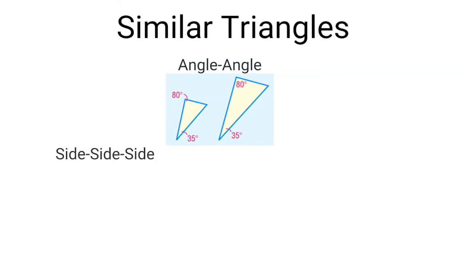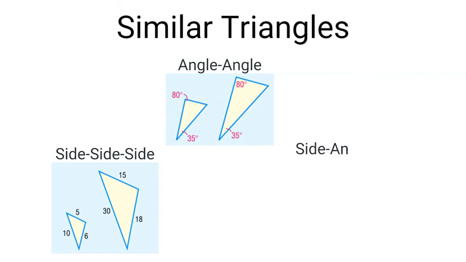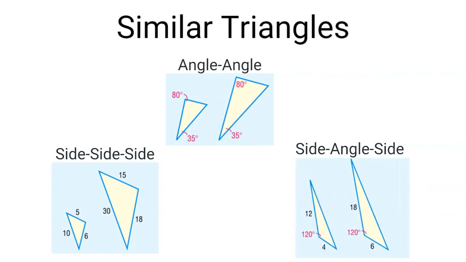Next, we have side-side-side. Two triangles are similar if the lengths of all three sides of each triangle are proportional. And the last of the three ways is side-angle-side. Two triangles are similar if two corresponding sides are proportional and the angles between the two sides are equal.